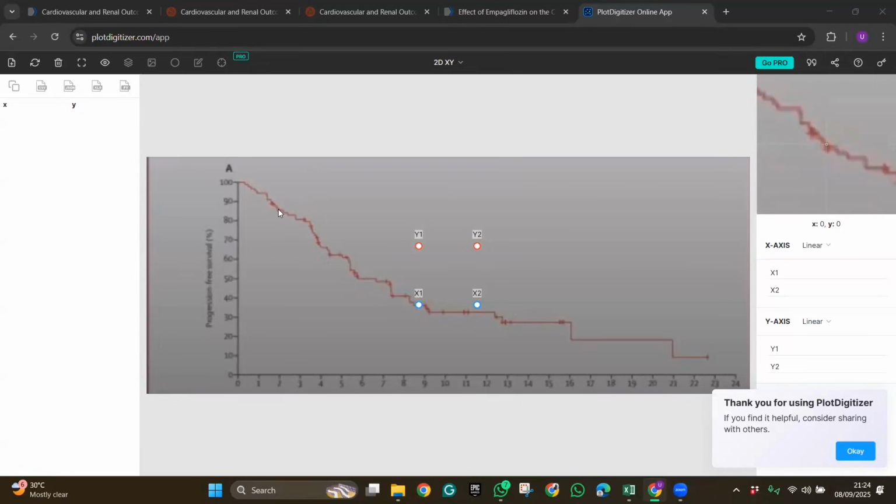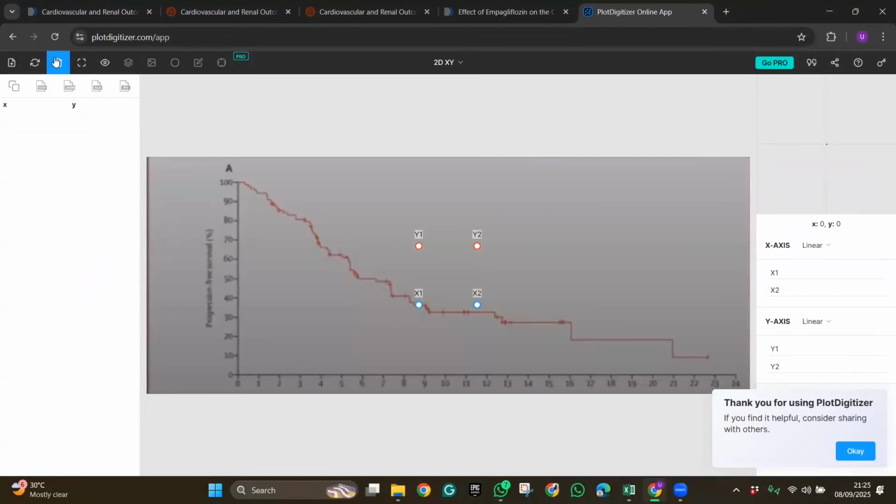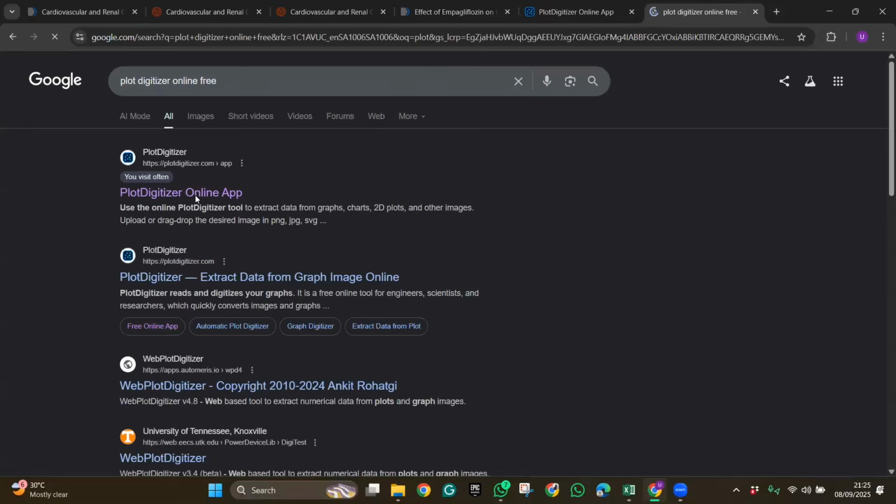So in order to extract data for these outcomes accurately, we use an app which is called Plot Digitizer, right? You're going to go to Google and open Plot Digitizer. And as soon as you open it, okay, let me do it again. Let me open it again so that you guys can see. You're going to go to Plot Digitizer and open it.